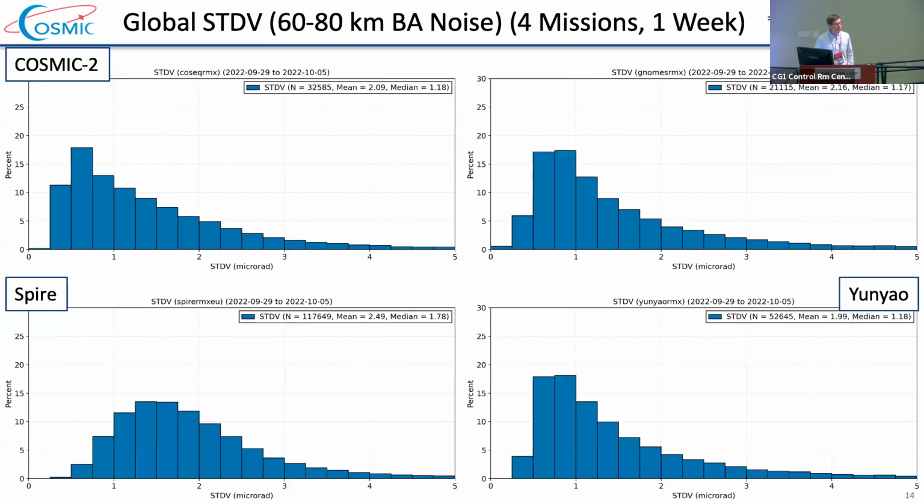STDV is a bending angle noise metric that we often look at when we're processing data. So this is the difference between the computed bending angle and a climatology between 60 and 80 kilometers, and then taking the average of that per profile. And then I just have histograms here across the profiles, again, for a single week of data. And generally, overall pretty consistent results across these missions. Spire maybe a bit higher, but the other 3 are pretty consistent in terms of the mean and medians.